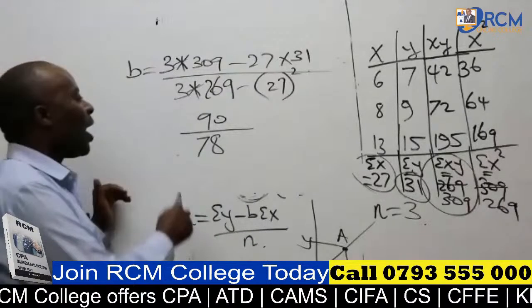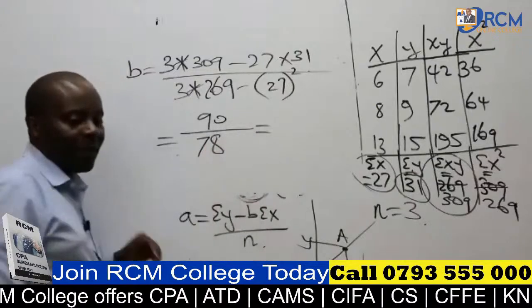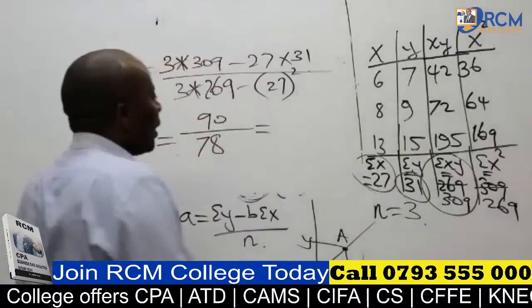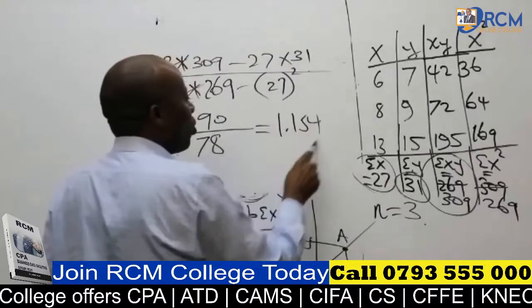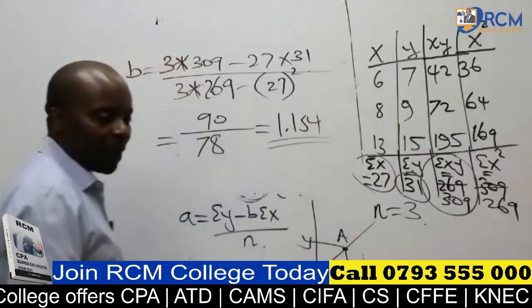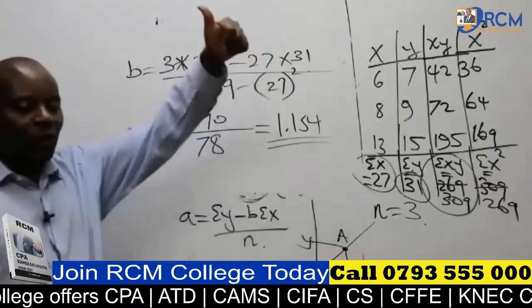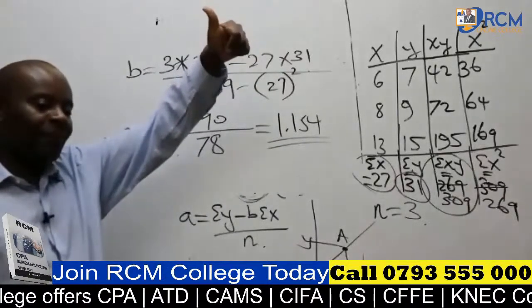Now, ladies and gentlemen, do me a favor. Please go ahead and give me the quotient here. What is 90 divided by 78? So Sharon tells me it is 1.154, like that. Great. Many of you have been able to confirm.